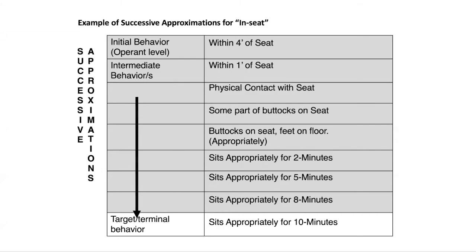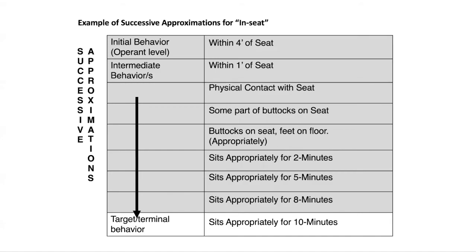Like the student didn't want to sit down, they didn't want to go to their seat, within 4 feet of this seat. The learner didn't want to sit. So when the student comes around 4 foot, we provide reinforcement. Then we're going to start shaping. So now, in order to earn reinforcement, the student or learner needs to be within 1 foot of the seat. And then we provide reinforcement for that.